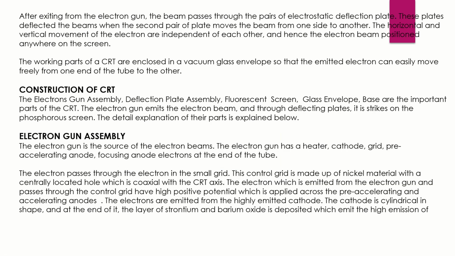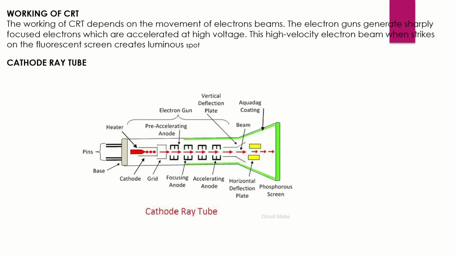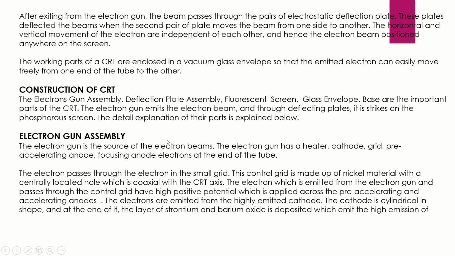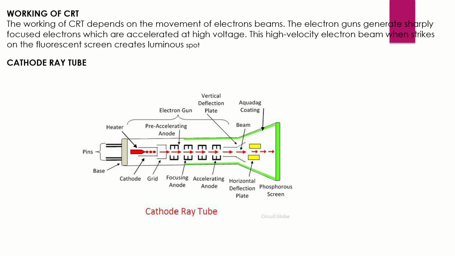The most important part of the CRT is the electron gun. This whole part is the electron gun, which is the source of the electron beam. The electron gun has a heater, cathode, pre-accelerating anode, grid, focusing anode, and accelerating anode.